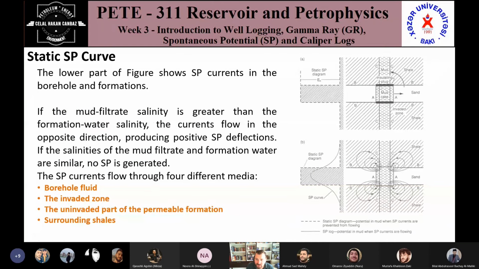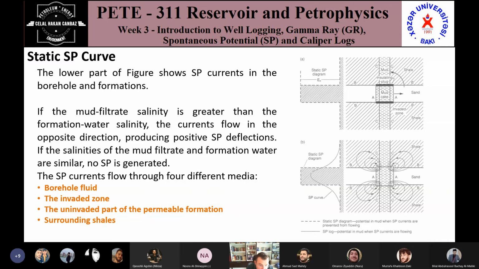So, the current directions indicated correspond to the more usual case of formation water salinity greater than the mud filtrate salinity, which produces a potential by the permeable bed lower than the potential by shale. So this corresponds to a deflection to the left on the SP log by the permeable bed. So SP current flows through 4 different media.